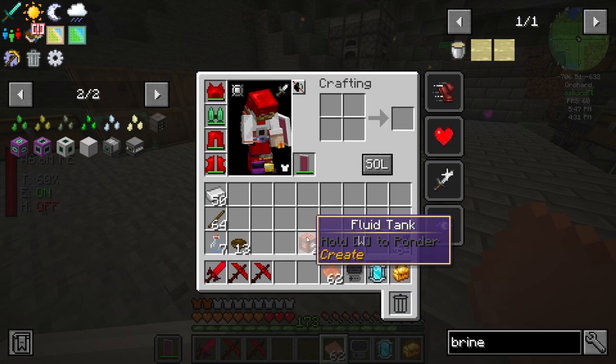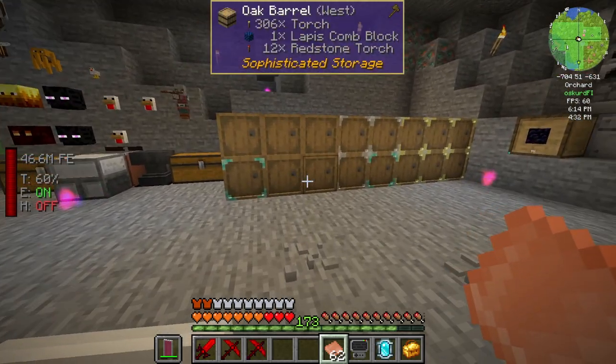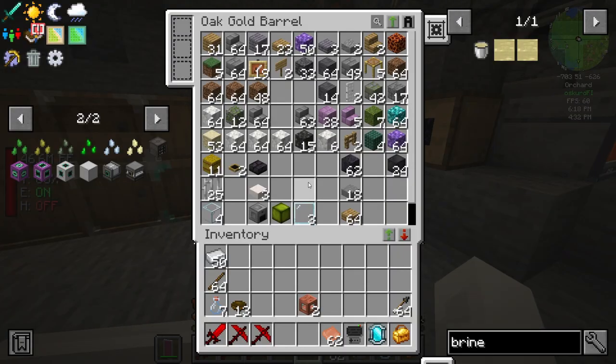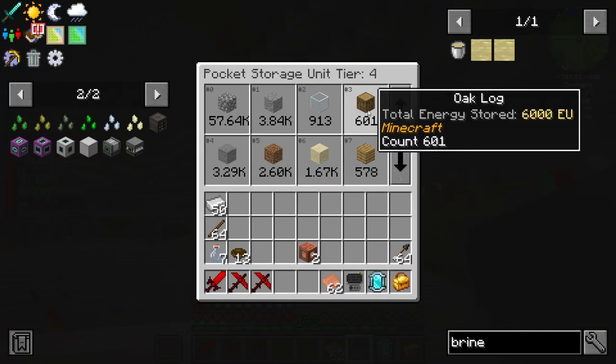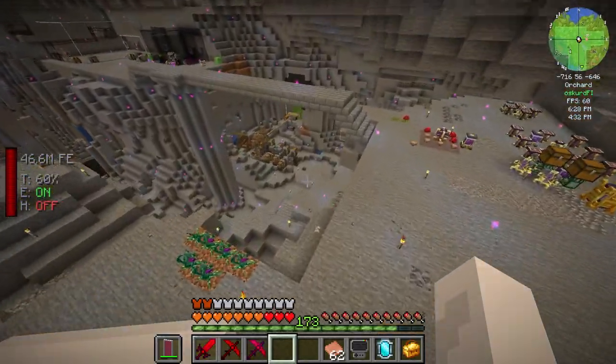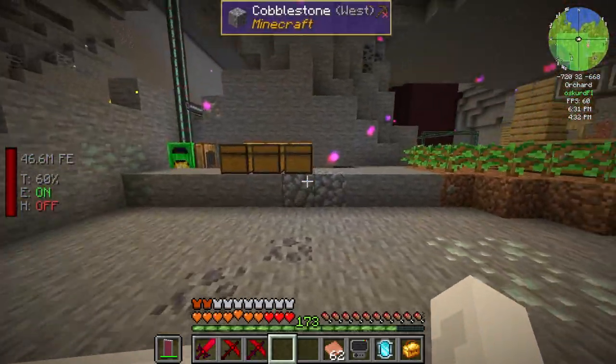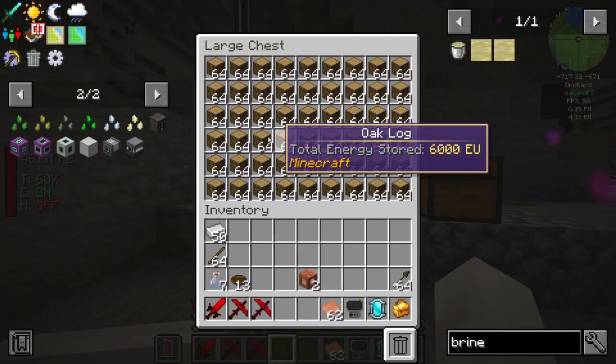And if we have 3 by 3 by 3, that's 18. No, that's 24. I think I make 48 per tank. I think. So we need a lot of logs, and now we can use our tree farm, take advantage of this. Not apples, not saplings, logs.